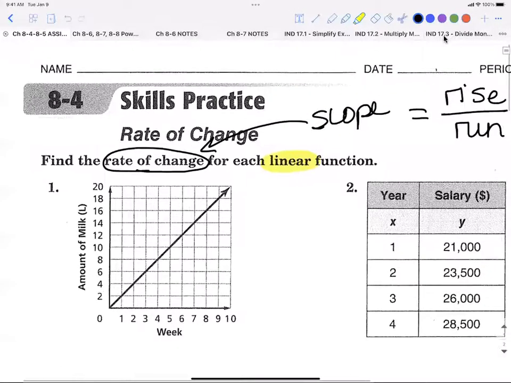All right, so this is just going over 8-4. Check your homework along with it and see if you have any questions. If so, email me if you are at home.